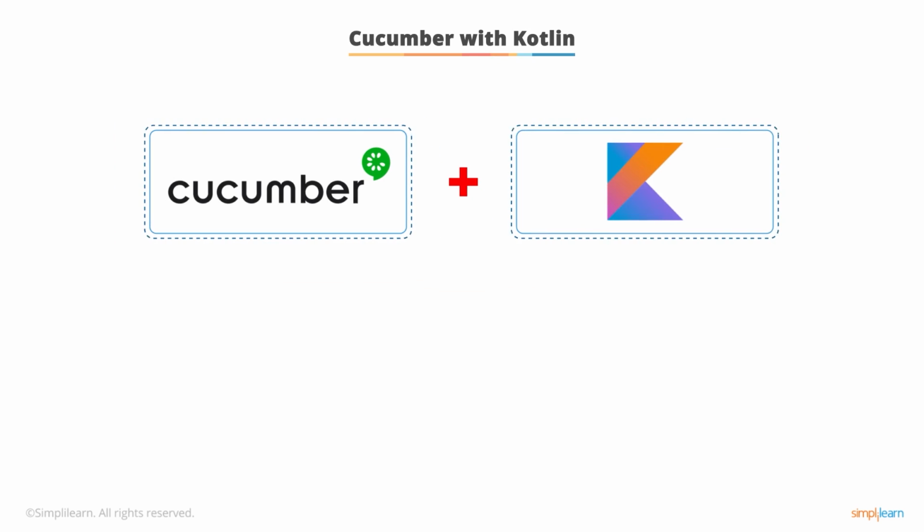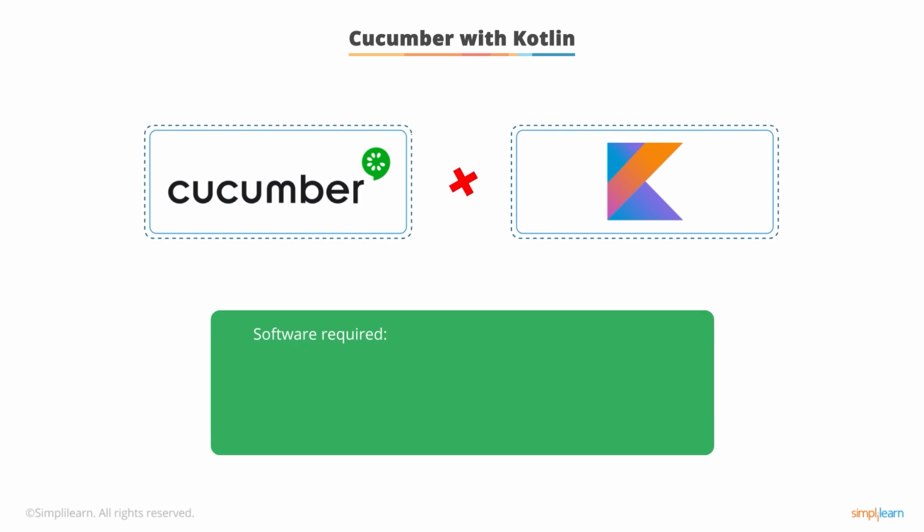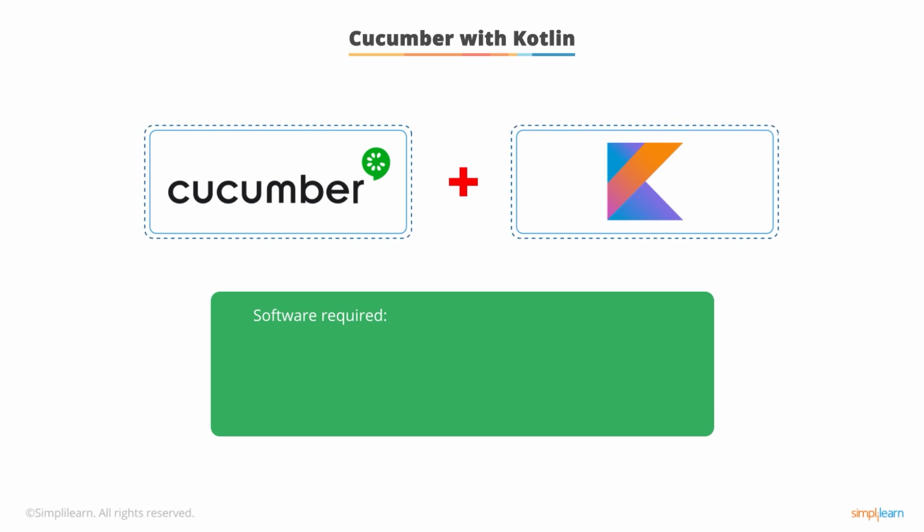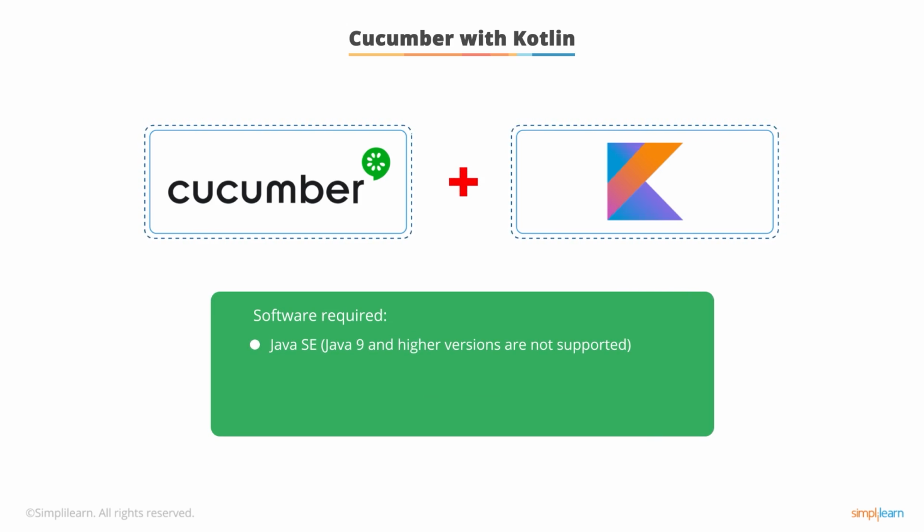Cucumber with Kotlin. In order to run Cucumber with Kotlin, you're going to need to make sure that required software is installed. The required software is Java SE version 8. Again, be careful, Java 9 and higher versions are not yet supported for Cucumber.